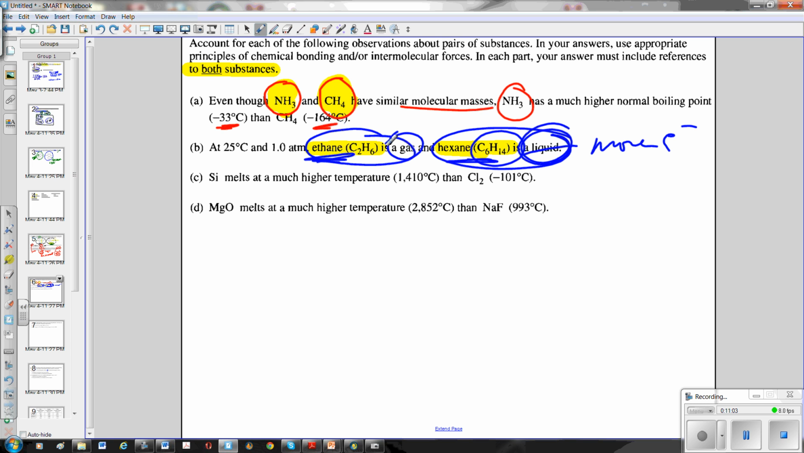Because remember, solids have the most intermolecular forces. They're held together really tightly. Liquids have a little less, and then gases have the least. So that explains the difference between the gas and the liquid.